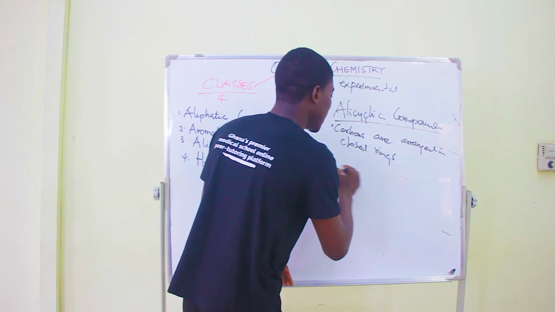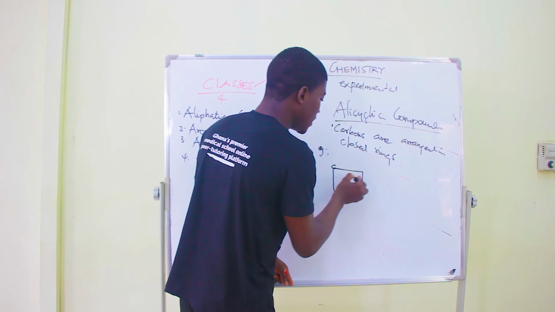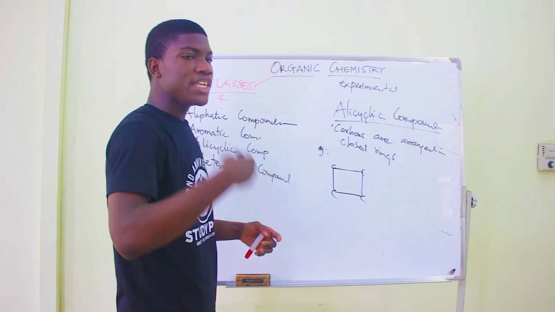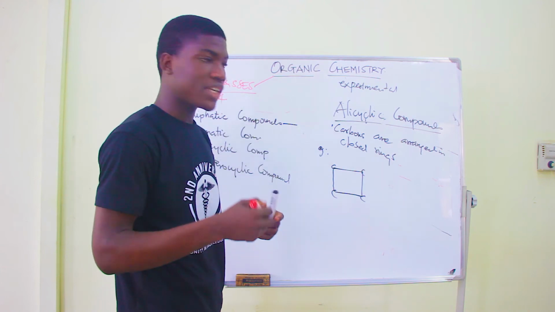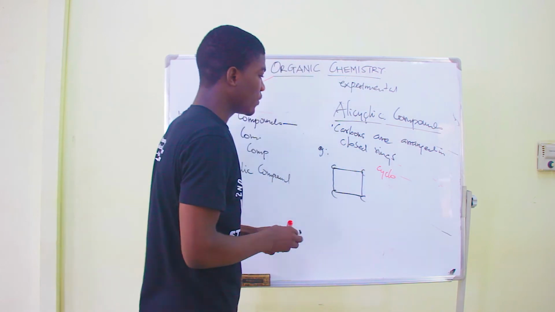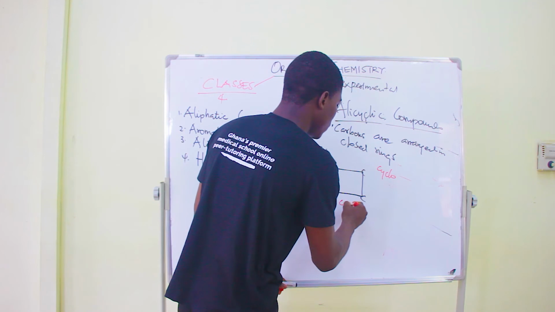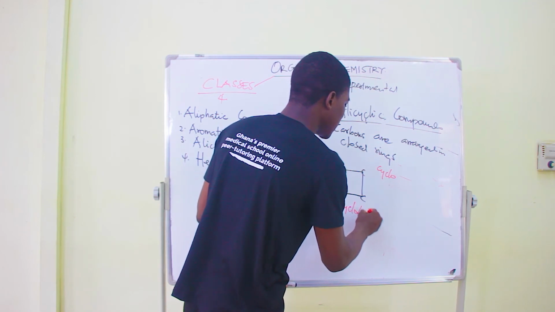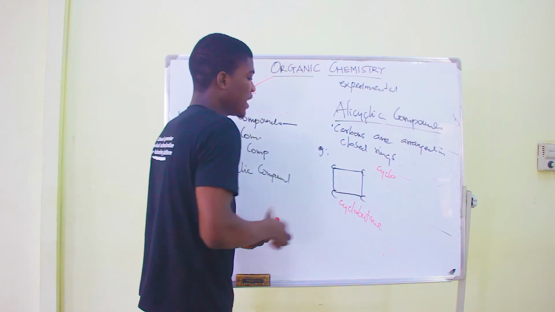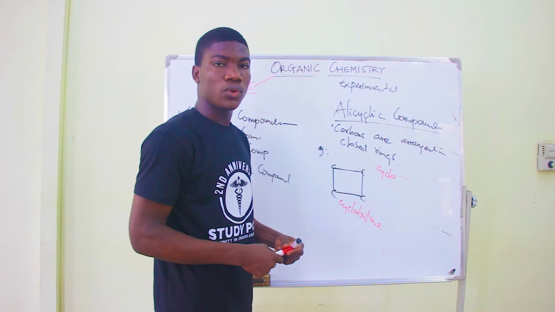We have a compound like this, where we have carbon here, carbon here, carbon here, carbon here. These compounds are recognized by the name cyclo. So anytime you see a compound like this, it is a cyclobutane, because it has 4 carbon atoms and it is in a closed ring.